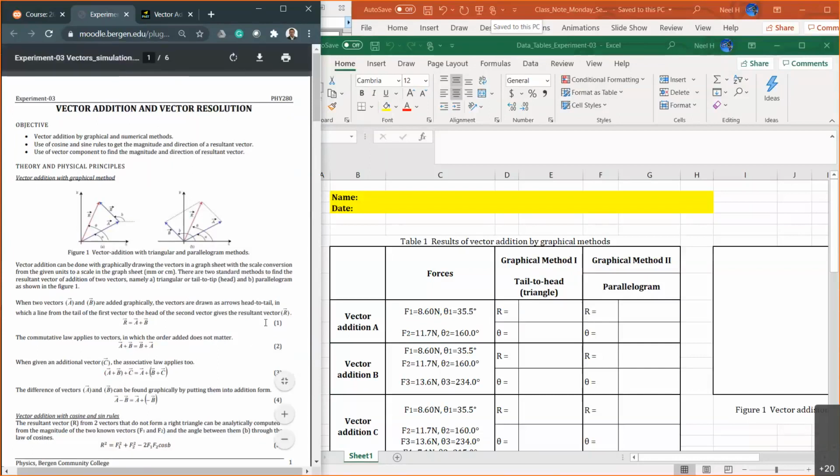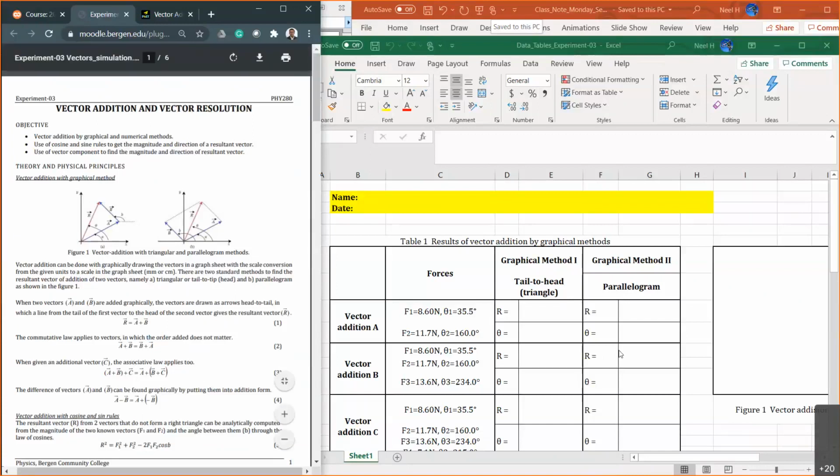So we're going to look in detail at how we can add vectors graphically. Graphically means just drawing the vectors on a graph sheet using arrows. That's the plan. And then in the second half of the lab, we're going to do calculations using the same technique we use in our lecture class, the component method, and also the sine and cosine rule.